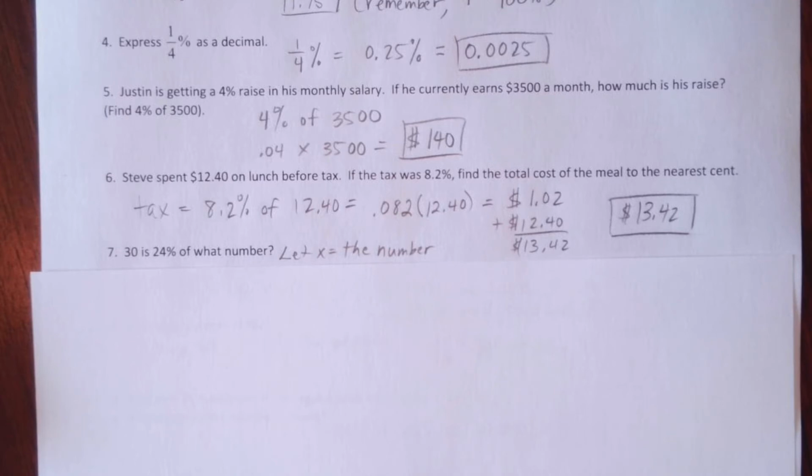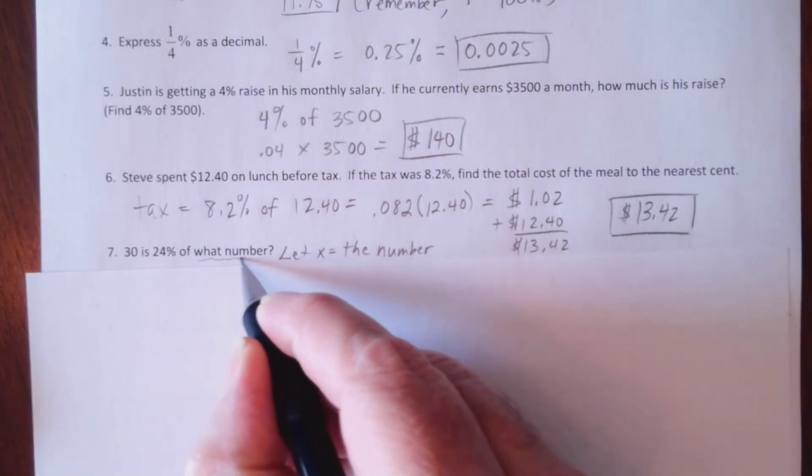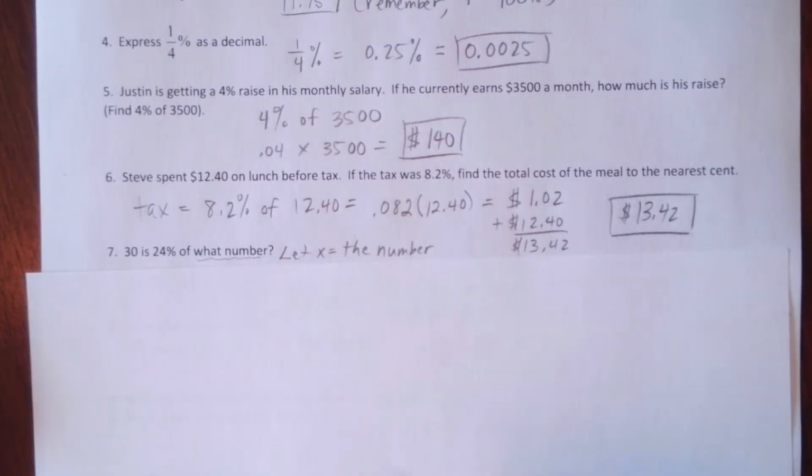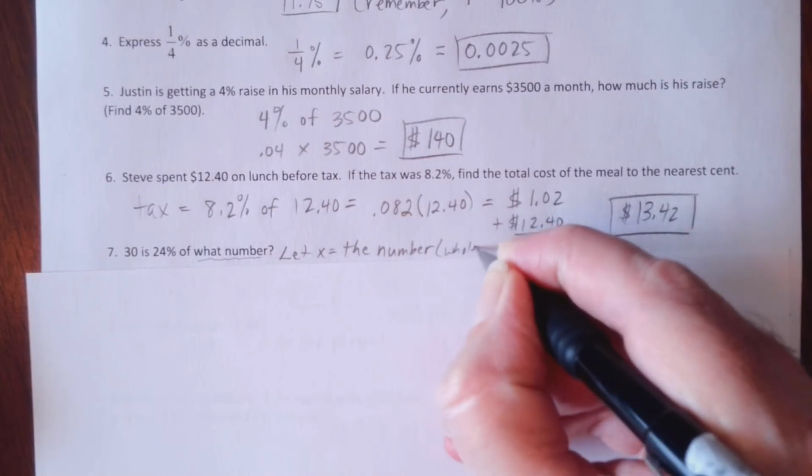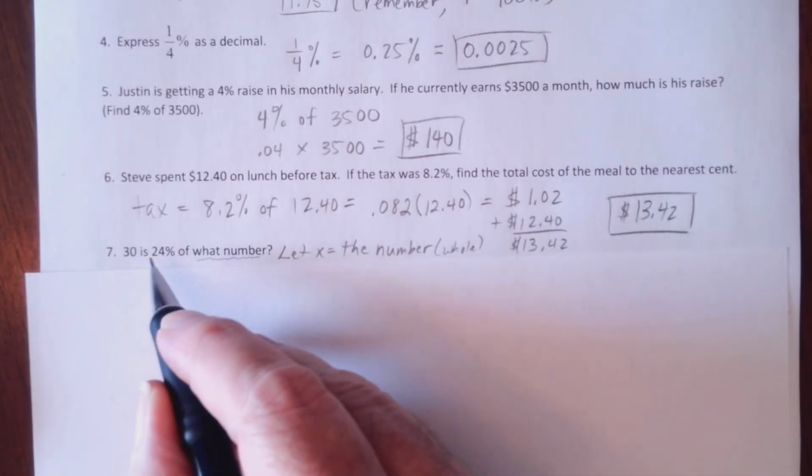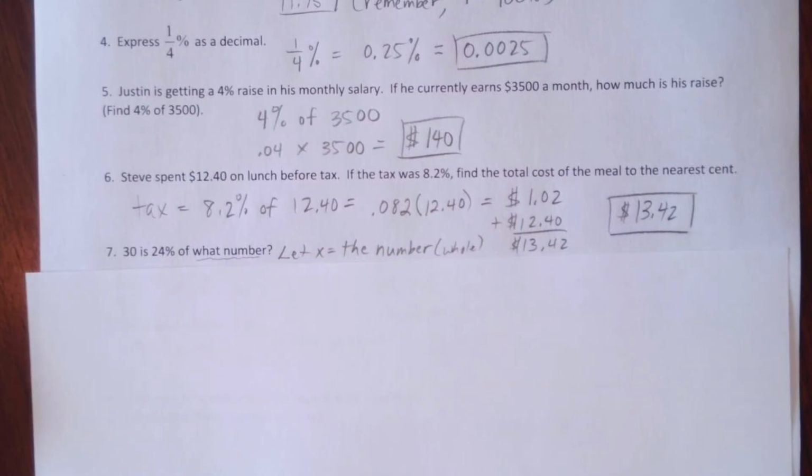All right, let's look at number 7. It says 30 is 24% of what number? Well, in a problem like this, you can literally just translate this into a mathematical equation. We're looking for some number. It says 30 is 24% of some number. Remember, when you take a percent of a number, whatever follows the word of is the whole. So what we're really finding here is the whole. That's the number we're looking for. And what we have here is the part. And so we're expecting to get a bigger number.